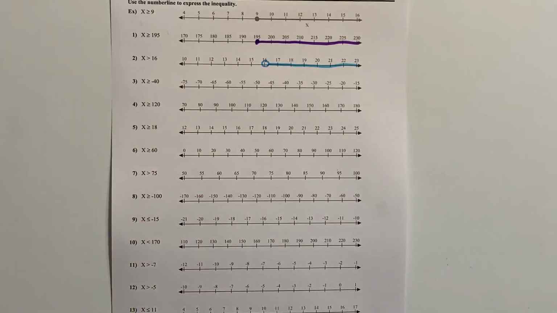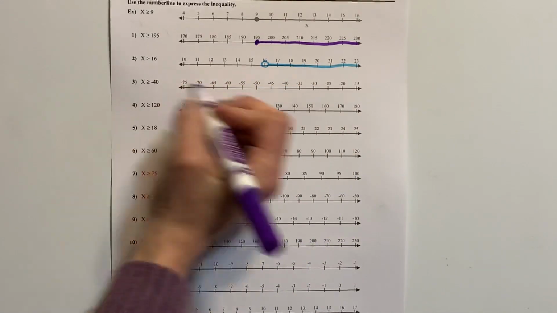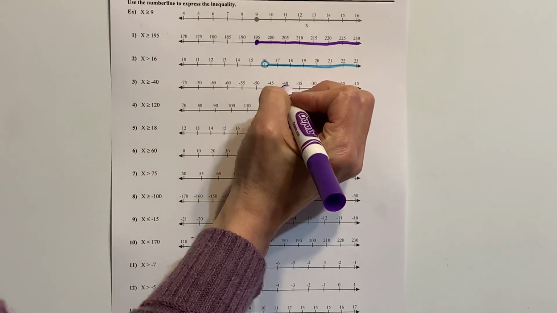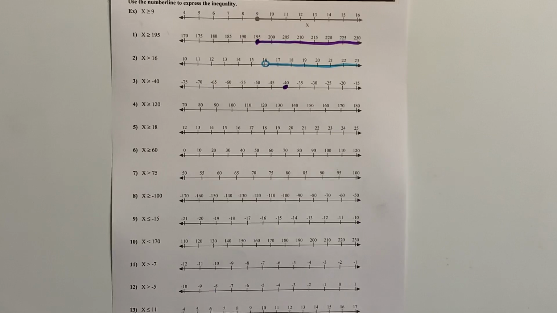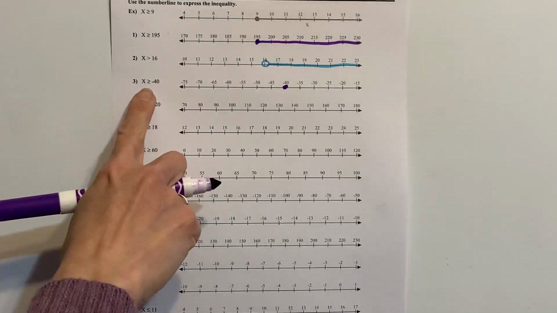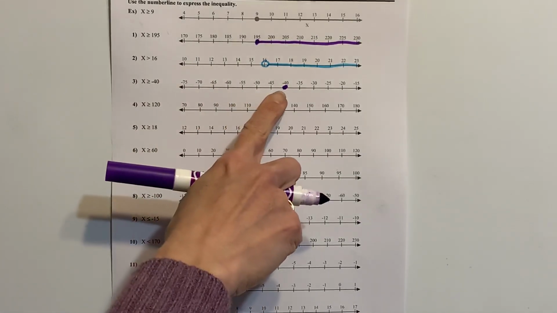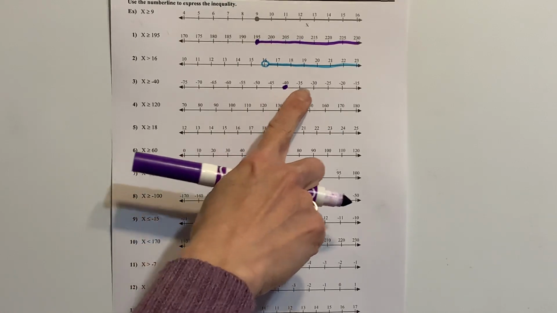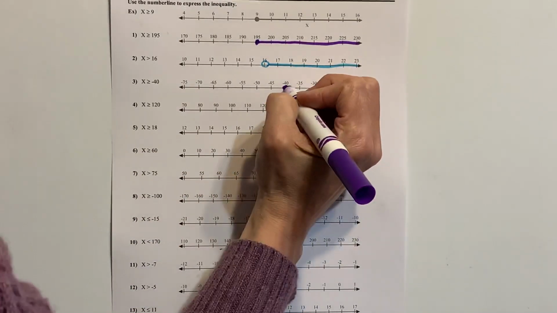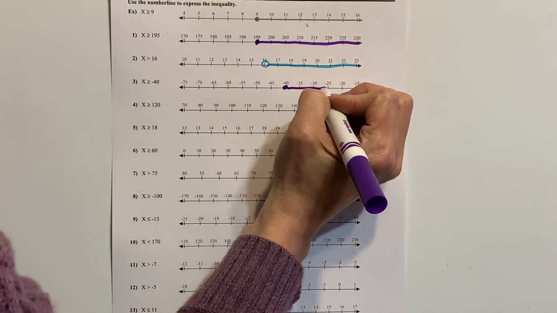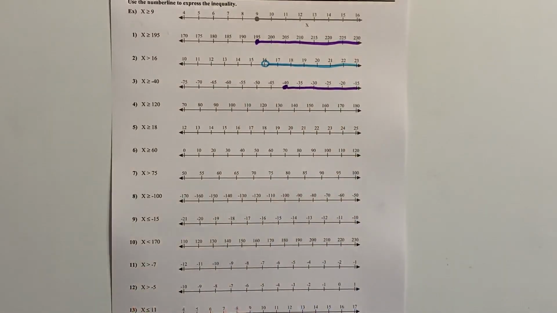All right, x is greater than or equal to negative 40. So since it says equal to, we're going to include negative 40 in the answer. So it says greater than, so all of the numbers that are bigger than negative 40 are going to be to the right. So we're going to include all of the numbers to the right because those are bigger than negative 40.